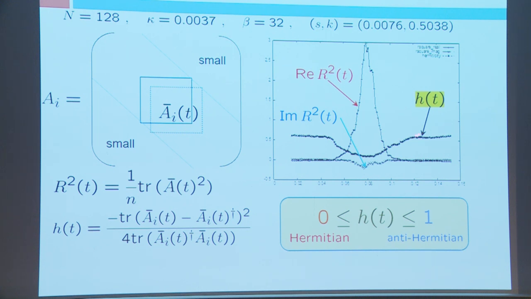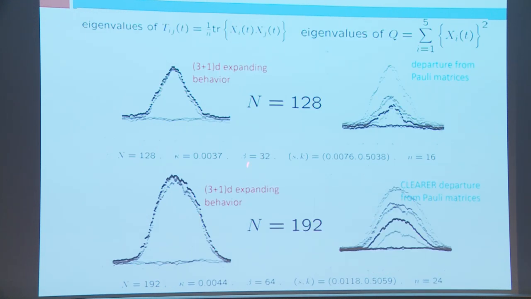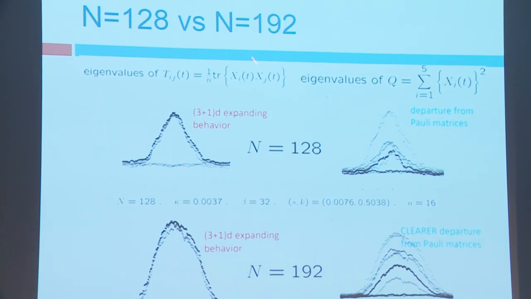You see that the H of T becomes close to zero around the peak of R square of T. This is good news. This means spatial matrices become close to Hermitian near the peak of the real part of R square of T. So this suggests that the classical solution seems to be dominating in this region. Actually, the classical solution is a Hermitian matrix. So now we further study the model at larger n.